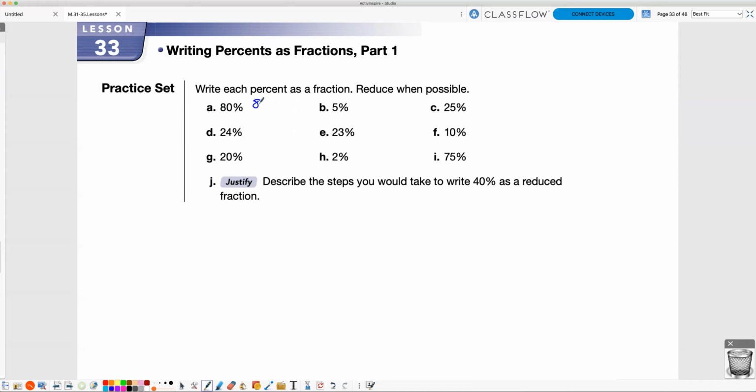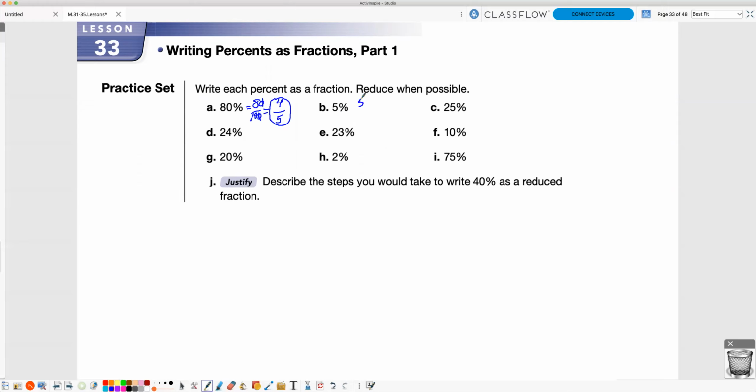Should have been 80 over 100 to start with. I'm going to cancel both those out. Now it's just 8/10. And 8 divided by 2 is the same as 4, and 10 divided by 2 is the same as 5. 4/5 is 80%. All right, go ahead and do letter B.